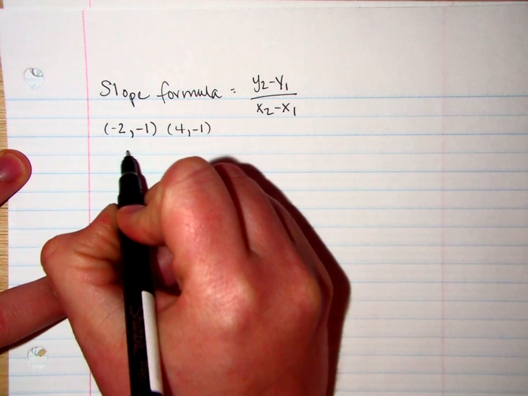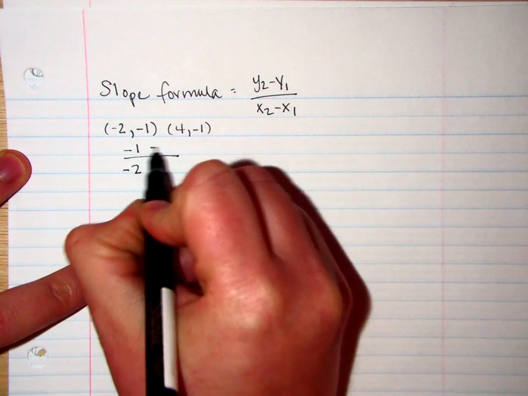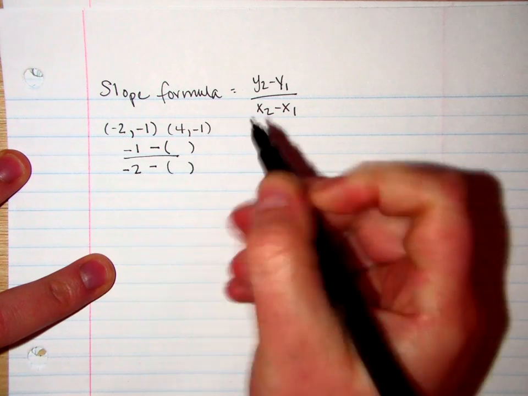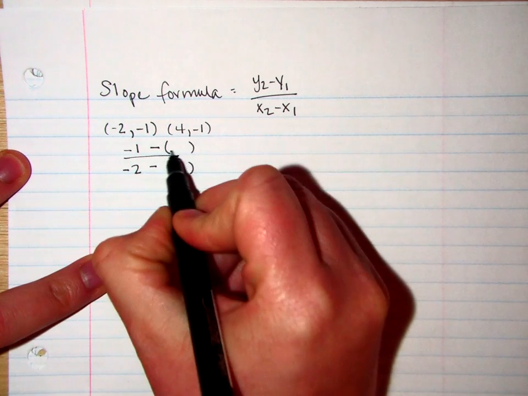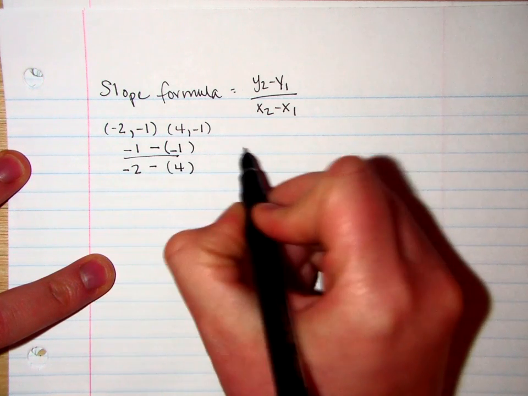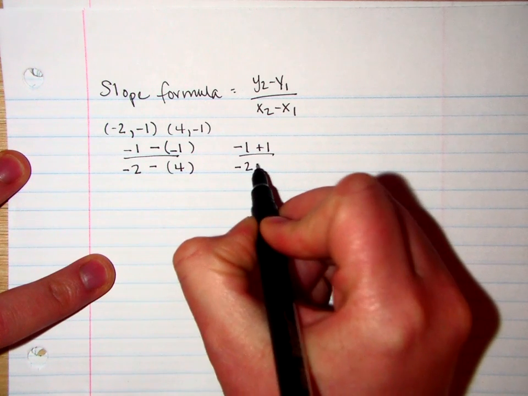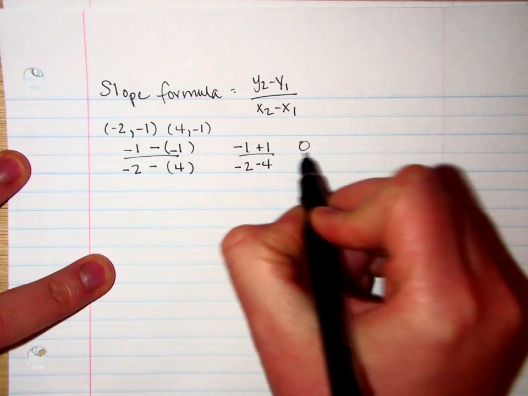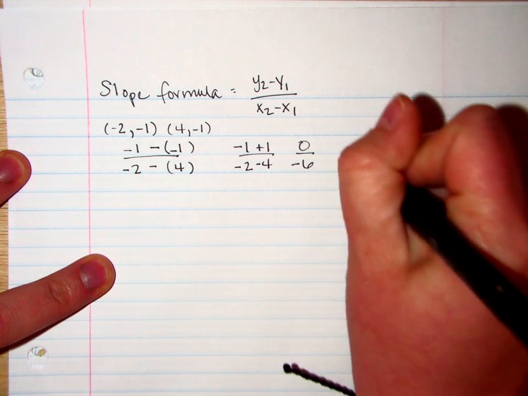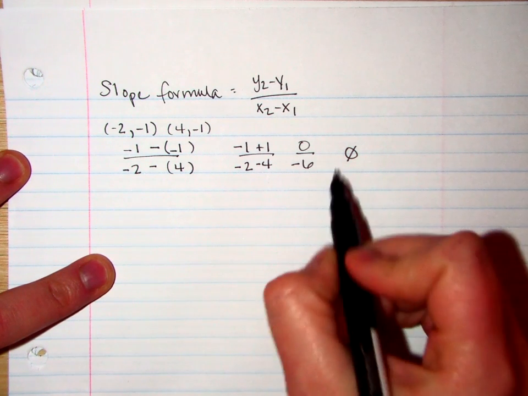You have -1 over -2 minus from the equation. The second point, I put in parentheses so I don't mess up. The y value of the second point is -1 over 4. Minus a minus becomes -1 plus 1 over -2 minus 4. That gives me 0 over -6. 0 divided by -6 equals 0. If you had -6 divided by 0, then that would be undefined.